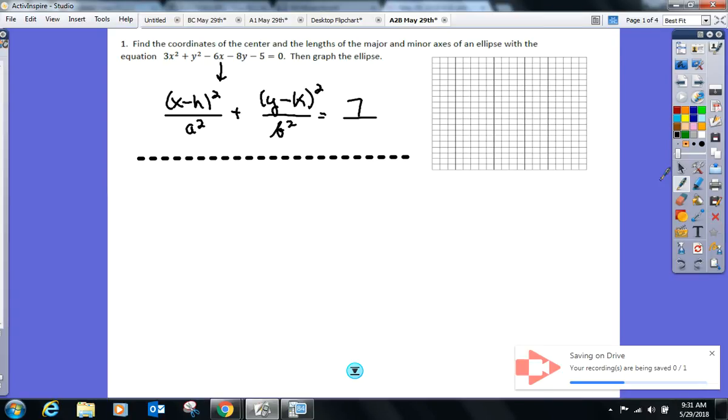Okay, I want you to do two things right now with me. Group the x's together, rewrite this equation so the x's are together and that single number is moved over to the other side. All right, so here we go. 3x squared, what am I going to pair with it? Minus 6x, plus y squared, what am I going to pair with that one? Minus 8y, and then how am I going to move the 5 over? I'm going to add it over.